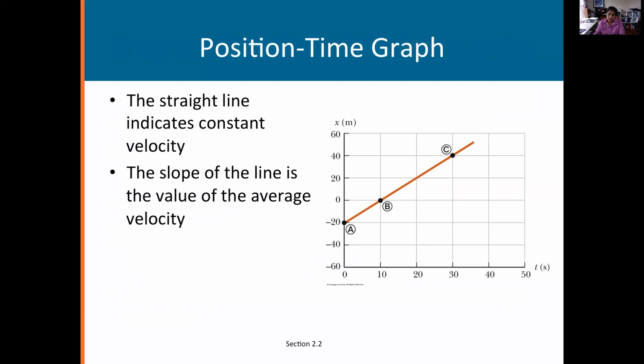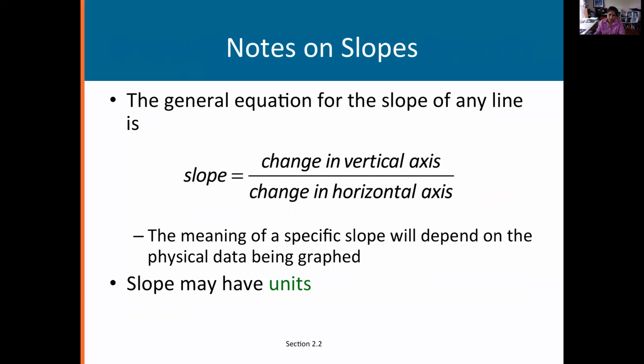Okay, so I have a fixed average velocity because this line has a fixed average slope. Okay, so a straight line indicates a constant velocity, a constant average velocity. Okay, and that velocity is given by the slope of the line for the position time graph. So slope was the change in vertical axis divided by change in horizontal axis. This is my displacement, and this is the elapsed time.